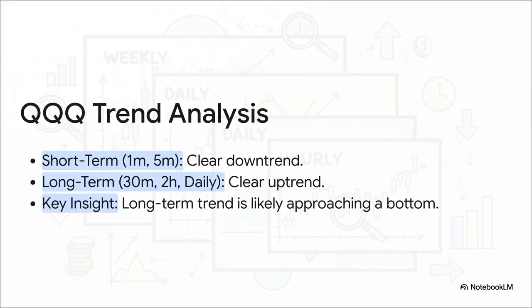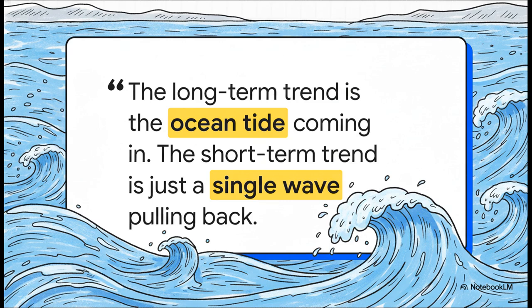So, here it is. The short-term picture on the 1 and 5-minute charts, a clear downtrend, no doubt about it. But the dominant, long-term view, from 30 minutes all the way up to the daily, shows a clear uptrend. And the key insight this gives us, the really interesting part, is that this conflict suggests the larger uptrend is just pulling back and is likely approaching a bottom. And this quote just illustrates the situation brilliantly. Think of it this way. The long-term trend is the entire ocean tide, slowly rising and coming into shore. That short-term downtrend we're seeing, that's just a single wave pulling back out to sea before the next big surge forward pushes the tide even higher.